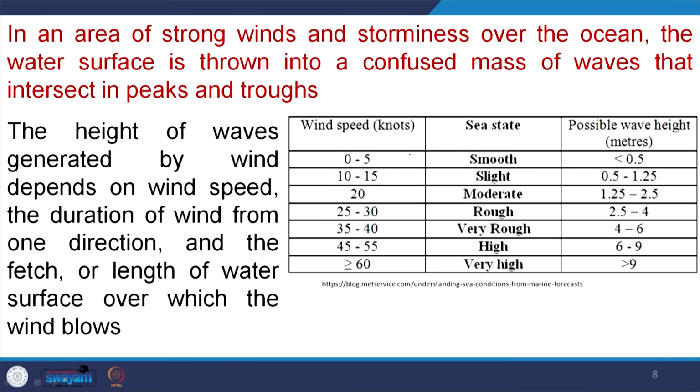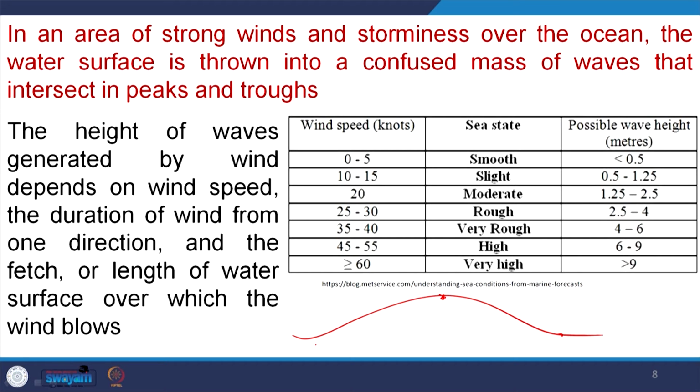In an area of strong winds and storminess over the ocean, the water surface is thrown into a confused mass of waves that intersect, with peaks and troughs. So, these waves have a trough and a crest, and how much height the wave will attain and what the wavelength will be.